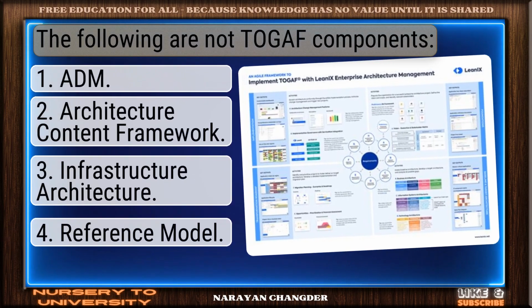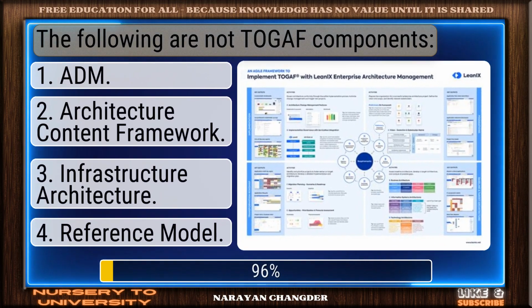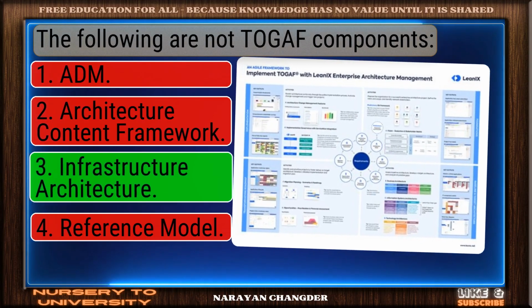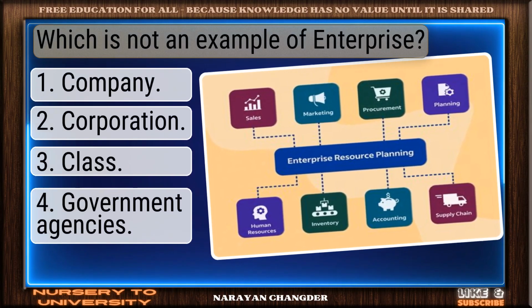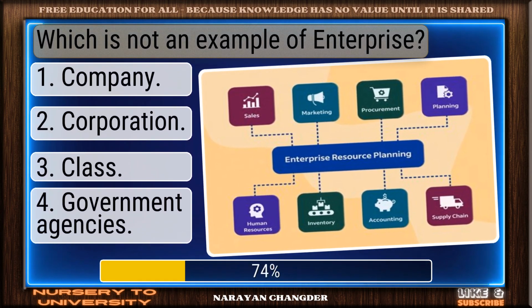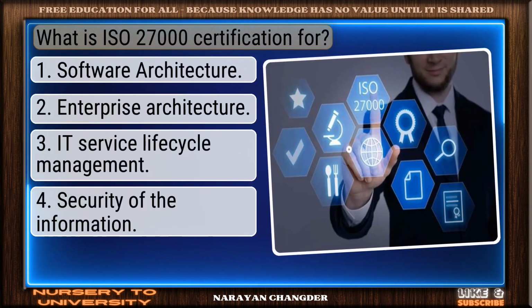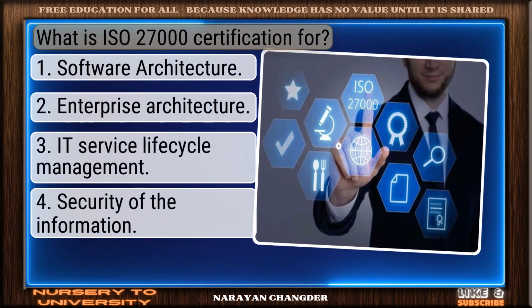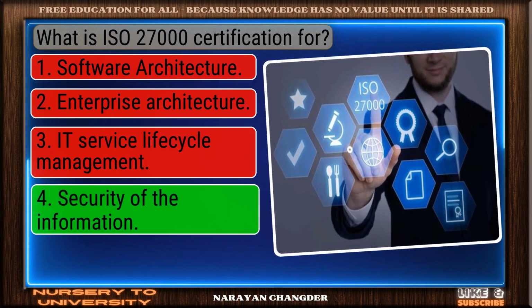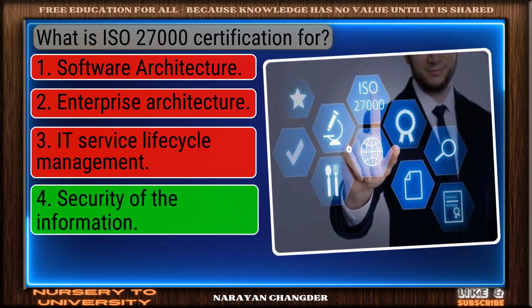Question number 68. The following are not TOGAF components. Right again. Infrastructure architecture is a valid answer. Question number 69. Which is not an example of enterprise. You got it. Your choice class is right. Question number 70. What is ISO 27000 certification for? Well reasoned. Security of the information is the correct choice.